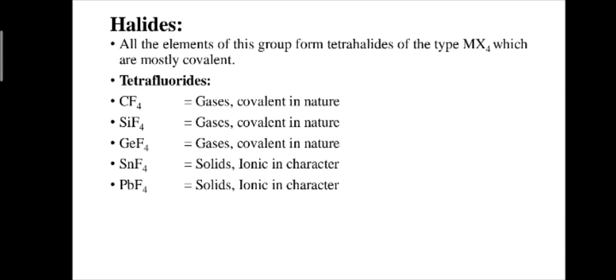Halides of carbon group elements. All the elements of this group form tetrahalides of the type MX4, which are mostly covalent. Tetrafluorides. All the members of the carbon group elements form tetrafluorides. Carbon tetrafluoride, gas phase, covalent in nature; silicon tetrafluoride, gas phase, covalent in nature; germanium tetrafluoride, gas phase, covalent in nature; tin tetrafluoride, solid phase, ionic in character; lead tetrafluoride, solid phase, ionic in character.